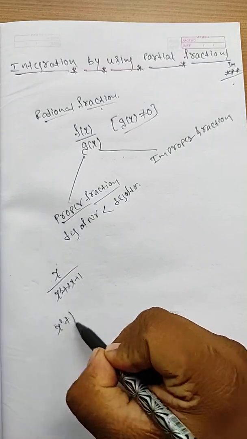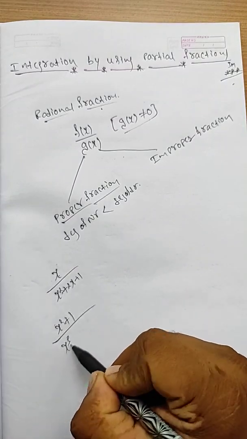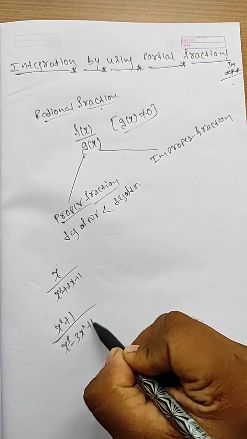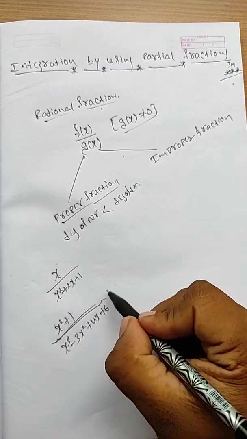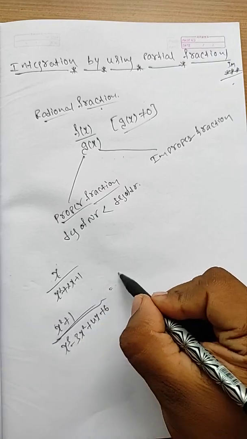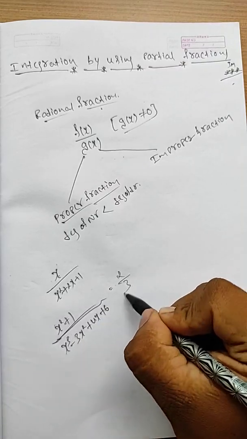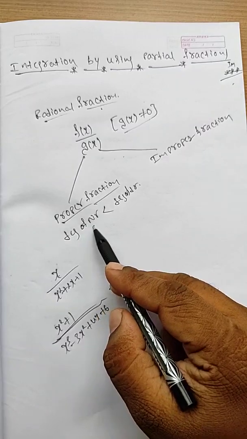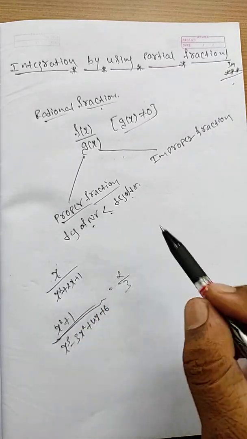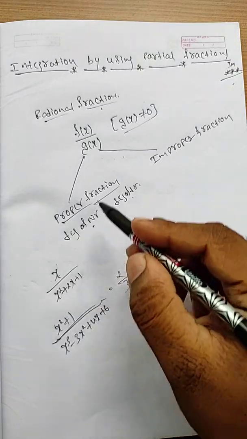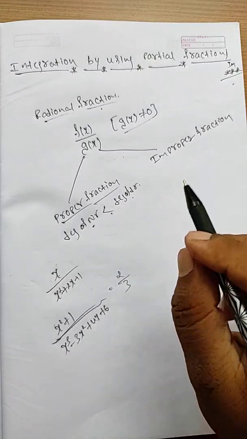x square plus 1 by x cube minus 3x square plus 4x plus 6. The degree of numerator is 2. The degree of denominator is 3. So the degree of numerator is less than the degree of denominator, then we call it a proper fraction. It is the best example for a proper fraction.